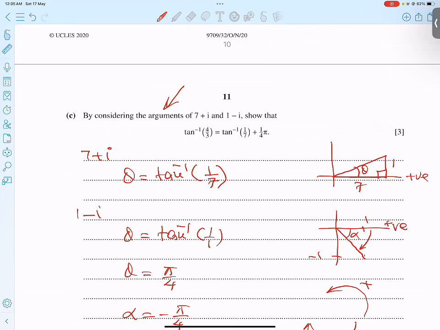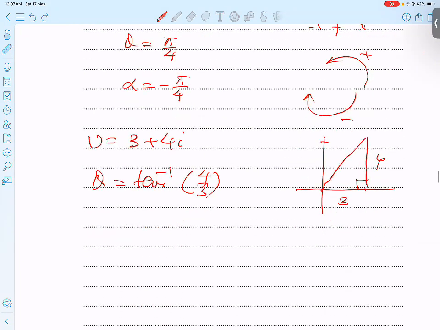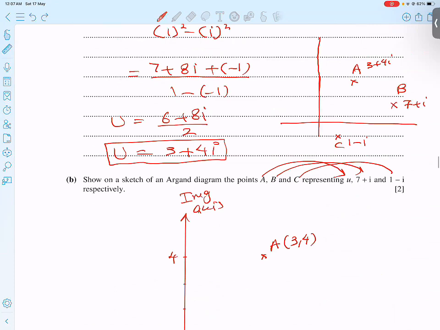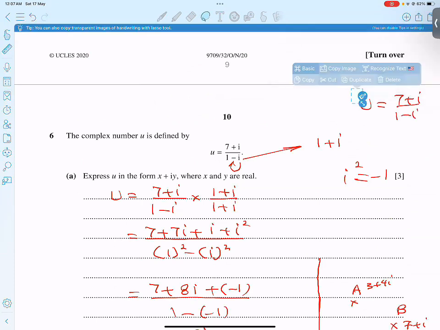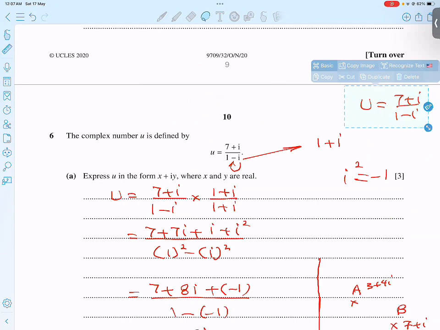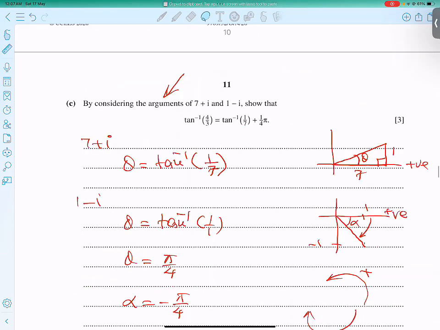For example, students, look at the top here. This equation is given here: u is equal to 7 plus iota over 1 minus iota. I take this equation. This equation is very important to get the solution. So copy and paste.